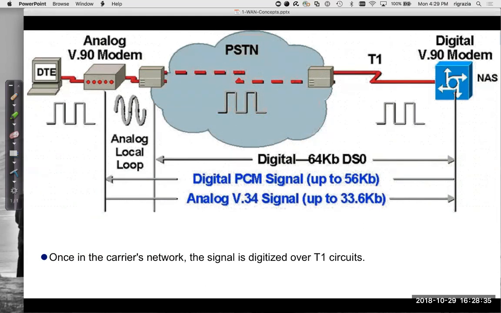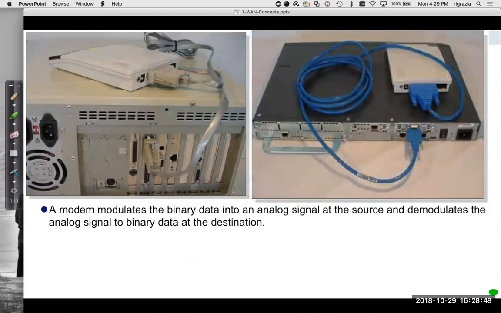Once in the public switch telephone network, the PSTN, a lot of that was then digitized using T1 circuits. And we'll talk a little bit more about T1s coming up in just a moment. But what the modem did was it modulated the binary or digital signal into an analog signal and then demodulated it coming back in from the local loop back into the computer there on the left and a router there on the right.